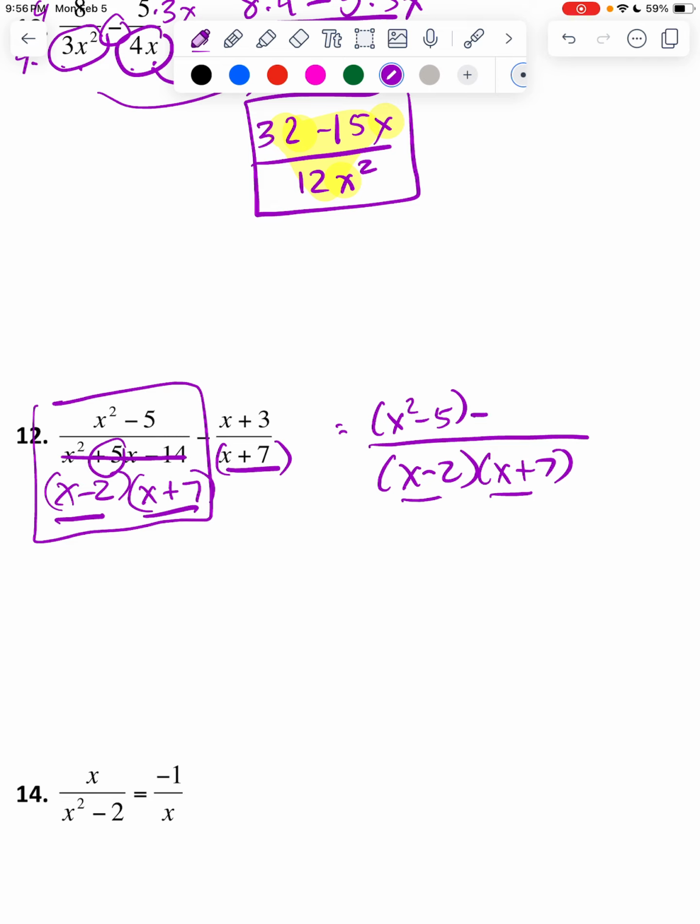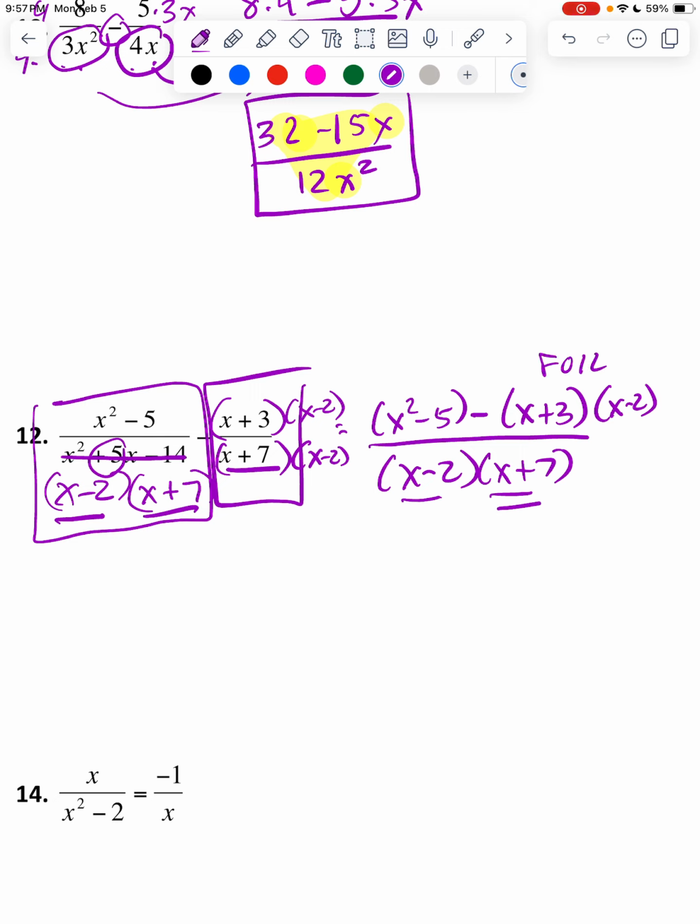Then I had a subtraction sign, and then I had my x plus 3 up here. This one's already over the x plus 7, but it is not over the x minus 2, so that's what I'd have to multiply down here, which would make me multiply it by up here. So I'm multiplying it by whatever it was missing in its bottom. This one's kind of hard on the math end, just a lot to do, because I end up with this x squared minus 5 minus, and then I have to FOIL this whole thing. So x squared is f, and then the outside, the inside, and the last.